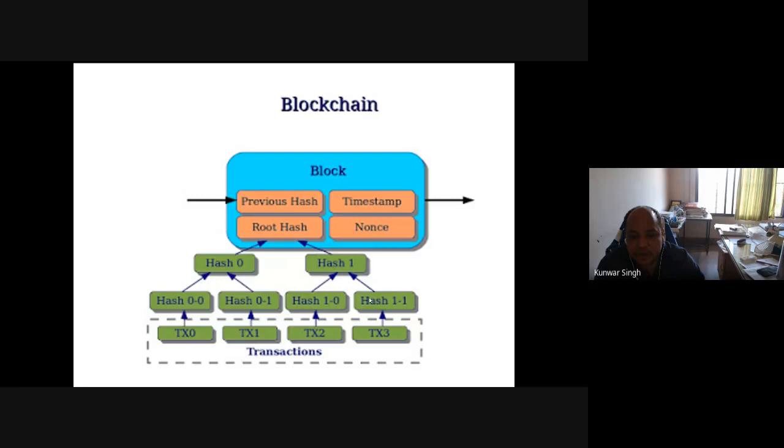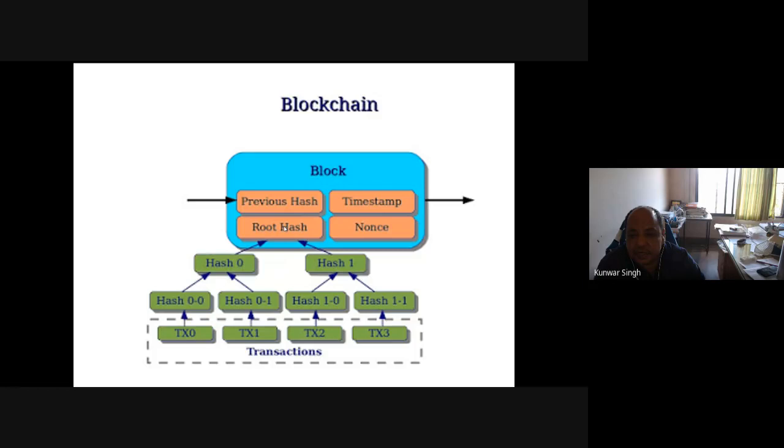Now if I want to convince the person that my transaction, TX2, is here, I have to note down this hash and this hash, these two, and tell him my transaction. I tell him this is my transaction, and these are the hashes at different heights. What will he do? He knows my transaction. He computes the hash of my transaction. I have already given him this one. He computes the hash of these two and gets hash one. I have given him hash zero. He computes the hash of hash zero and hash one, and gets the root hash.